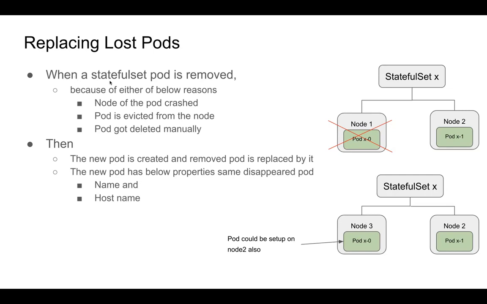So a stateful pod is removed for some of these reasons: the node of the pod crashed, this node has completely gone, the pod is evicted from the node for whatever reason, or someone deleted the pod manually by mistake or deliberately because that person wants to start a new instance of the same pod for whatever reason. Then a new pod is created and the removed pod is replaced by it. The new pod has the below properties same as the disappearing pod: the name and the host name.